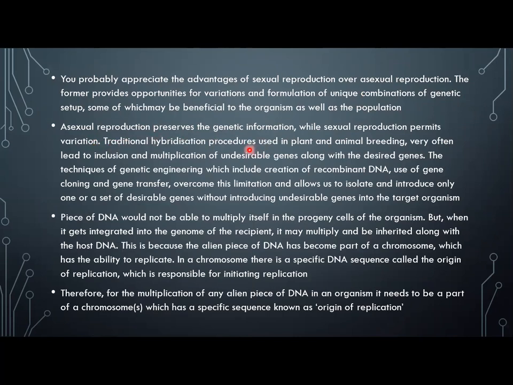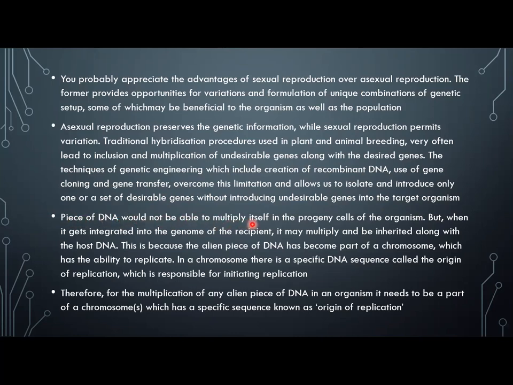Traditional hybridization procedures used in plant and animal breeding very often led to inclusion and multiplication of undesirable genes along with the desired genes. The techniques of genetic engineering, which include creation of recombinant DNA, gene cloning and gene transfer, overcome this limitation and allow us to isolate and introduce only one or a set of desirable genes without introducing undesirable genes into the target organism.